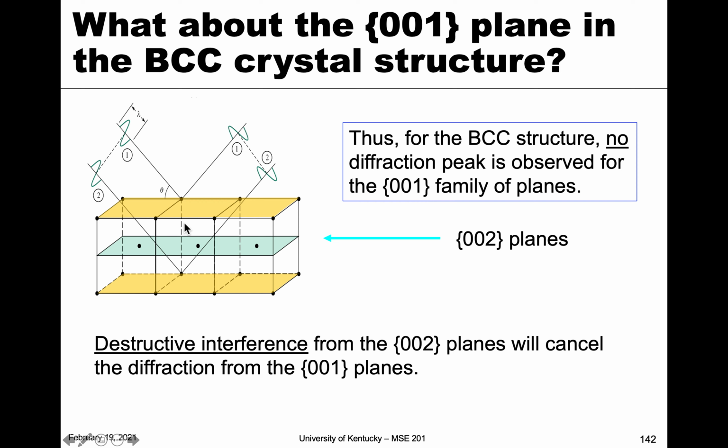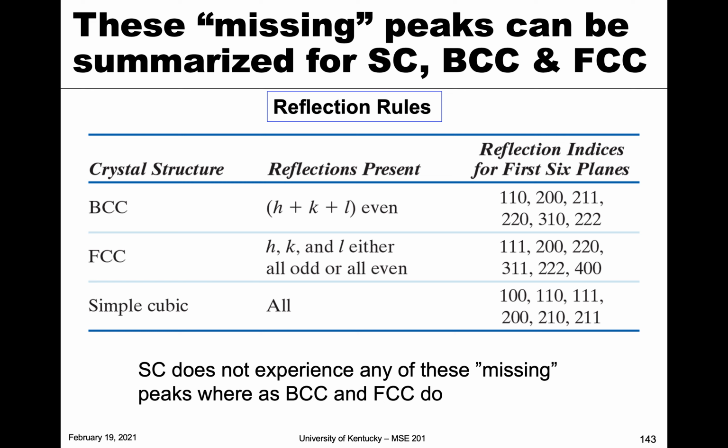So obviously, if you're thinking about a system, you can't just go through and visually see that this is going to happen. And so these have all been calculated, which planes will diffract and which ones will not. And they've been put together in extinction or reflection rules. And so that's what's given here in the table. And this is also in your textbook, in Callister. So these missing peaks can be summarized. And so here we're just dealing with simple cubic, FCC, and BCC.